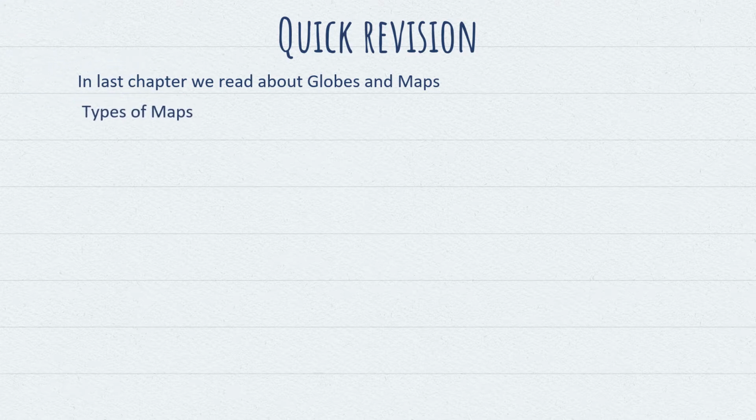So we have different types of maps. Basically we have three types of map. The first type is the political map. A political map shows different countries, states, administrative divisions, cities, etc. It is symbolized with different colors. Different states have different colors, and every map has a scale.